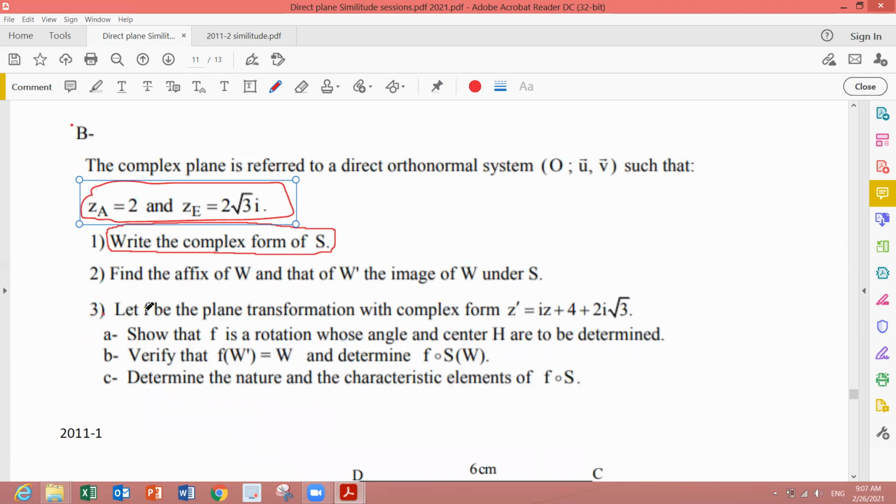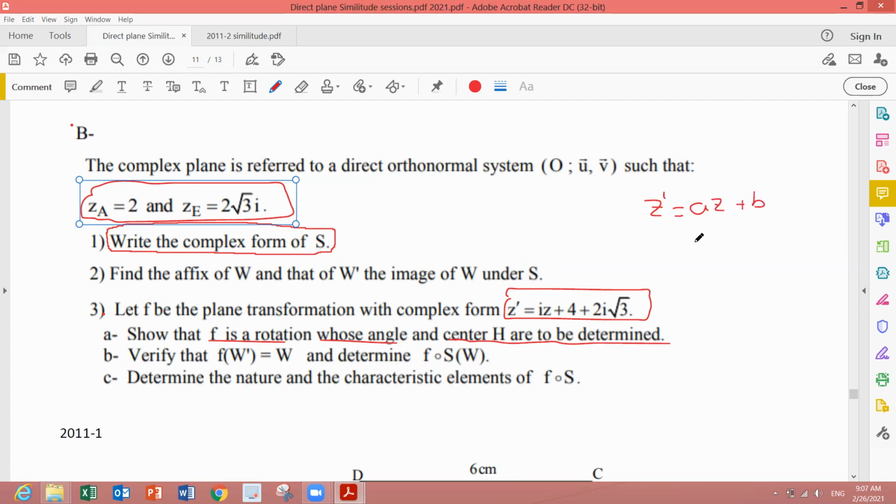Okay. Part 3. Let F be a transformation of the plane with complex form Z prime equals IZ plus 4 plus 2I radical 3. Show that F is a rotation whose angle and center H are to be determined. How do we prove the transformation is a rotation? A is an imaginary number. No.